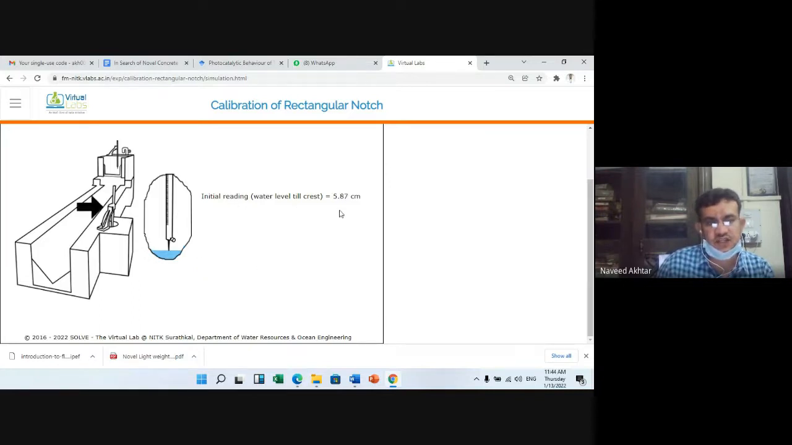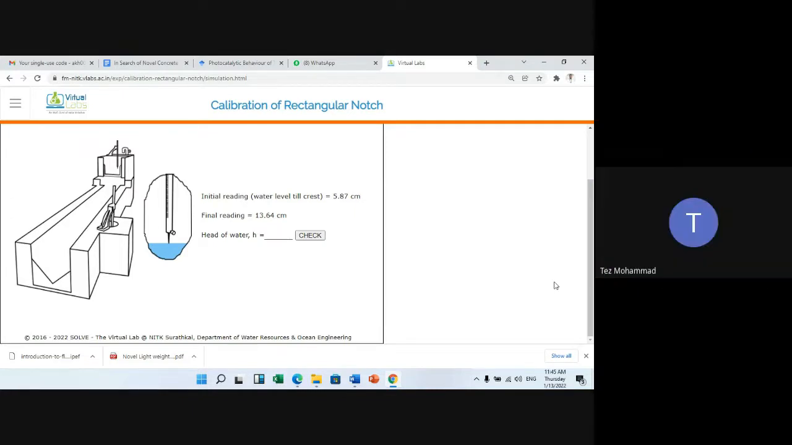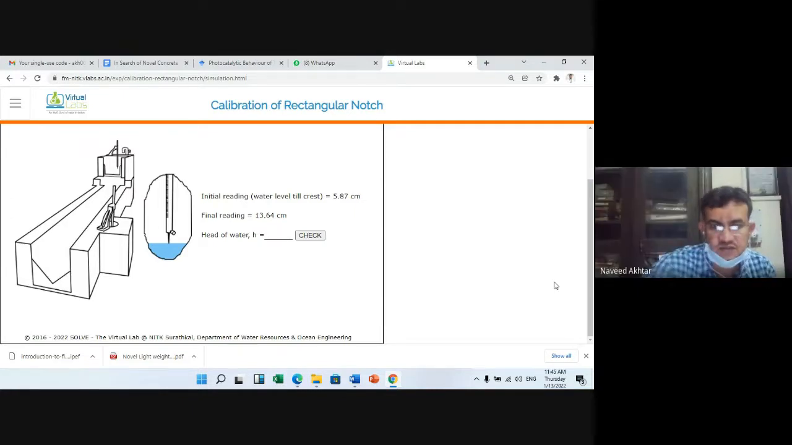Now again the initial reading is 5.87. So we take the final reading, it is 13.6. Then again we have to find out the difference. Three readings you have to take. It is 7.77. Okay, I will write only 7.77.